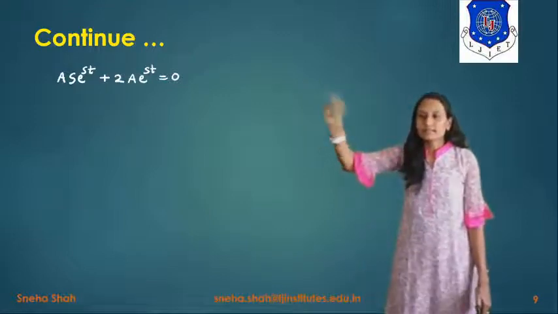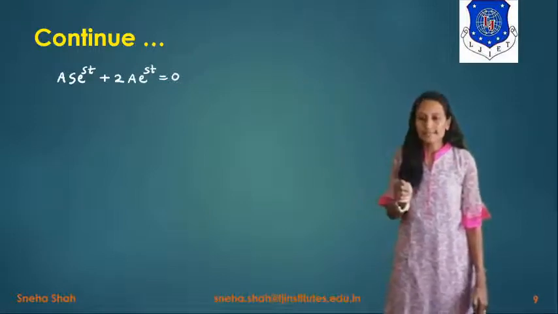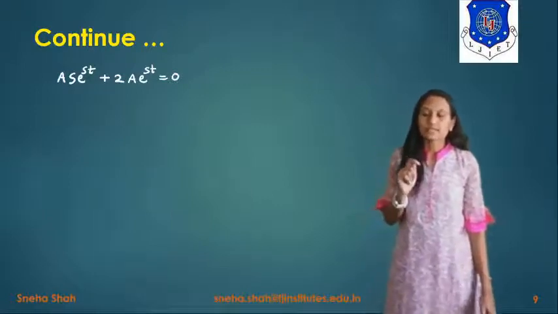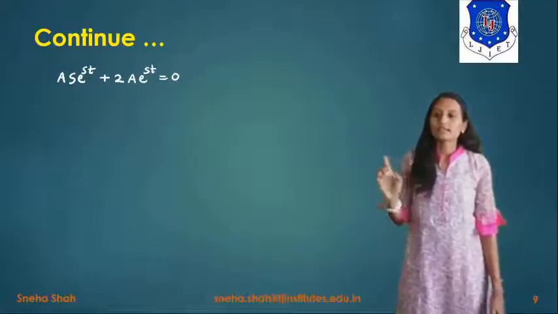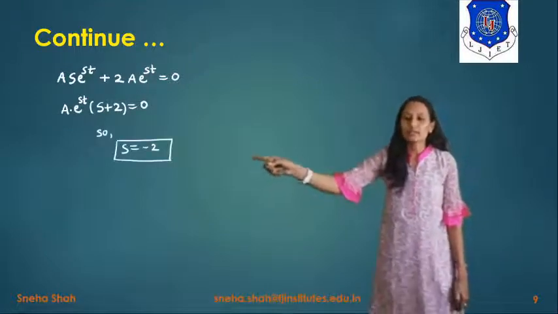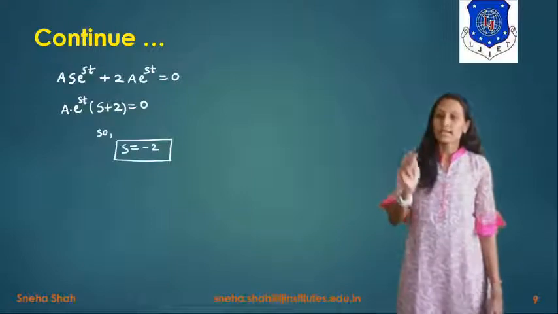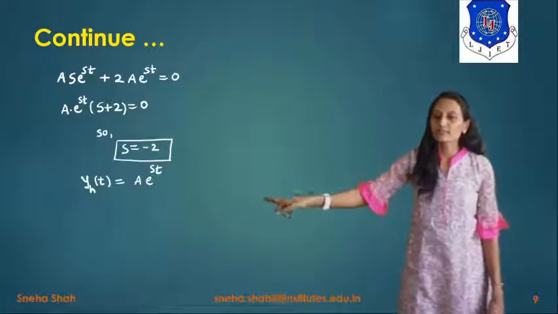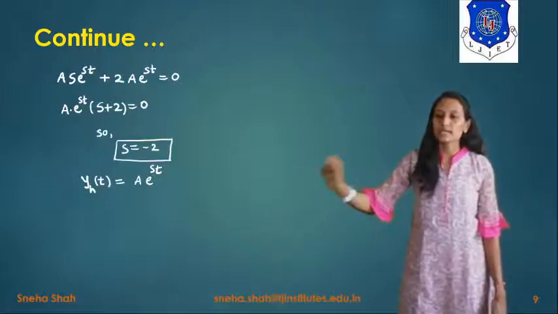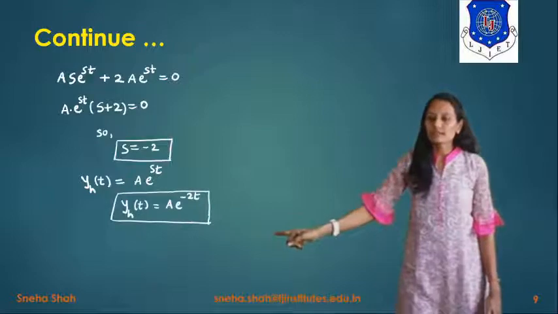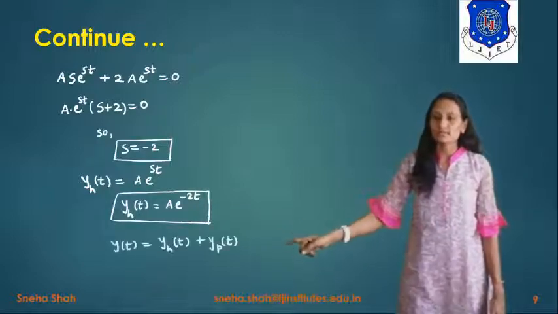Now if we solve this, a e^(st) is common, so dividing by it, the right side remains 0. So the term will be s plus 2 equals 0. From this we find the value of s equals minus 2. Now if we put this value in the homogeneous equation, the term will be yh(t) equals a e^(st). Instead of s, we take minus 2, so yh(t) equals a e^(-2t).